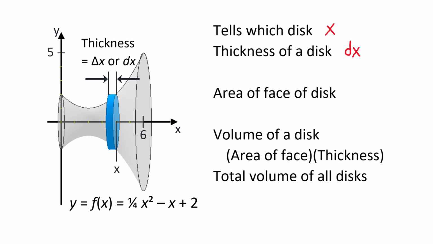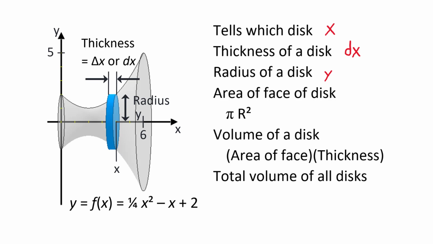We need the area of the face. The face is a circle, so its area is pi r squared. This means we need the radius of the disk. Radius is distance away from center. In this problem, the center of each disk is on the x-axis, so the radius of the disk is the distance the disk extends away from the x-axis, that is, in the y direction. This means the radius is y.